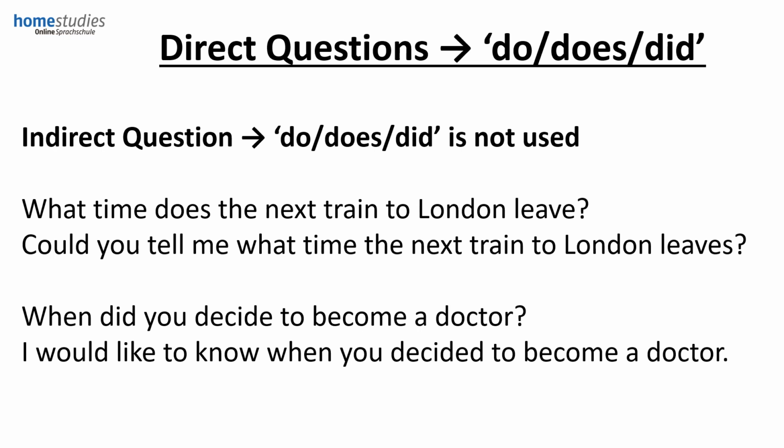Now, another example. When did you decide to become a doctor? In the direct question, I have used the word did. But in the indirect question, I will not use the word did. I will say, I would like to know when you decided to become a doctor. And note that in the direct question, we use the word decide, and then in the indirect question, we've had to use the word decided because we're talking about the past.